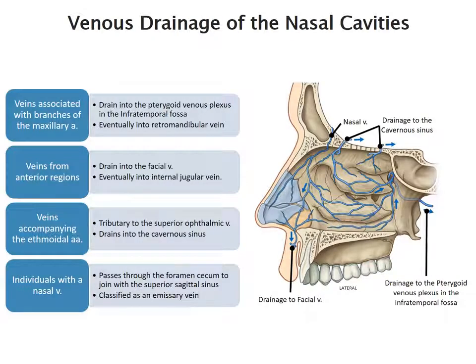The veins draining the nasal cavities course in company with the arteries. Veins that course in company with branches of the maxillary artery will drain to the pterygoid venous plexus within the infratemporal fossa. The veins associated with the anterior region of the nasal cavity will drain into the facial vein ultimately. And from there, you know that the facial vein eventually makes its way back to the internal jugular vein. And lastly, the veins that accompany the anterior and posterior ethmoidal arteries will drain to the cavernous sinus.